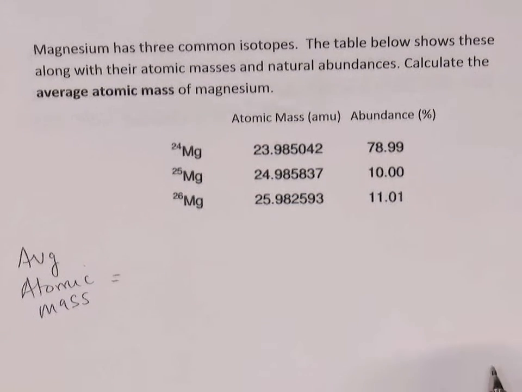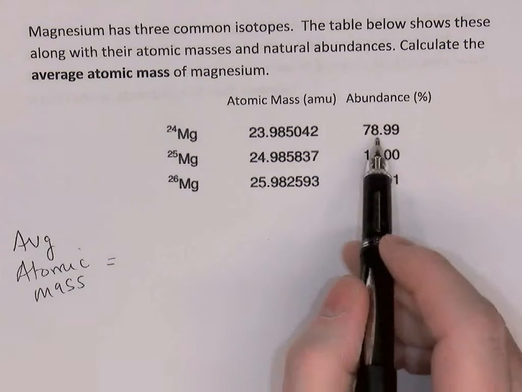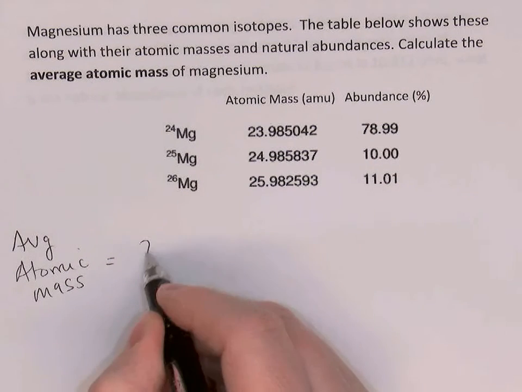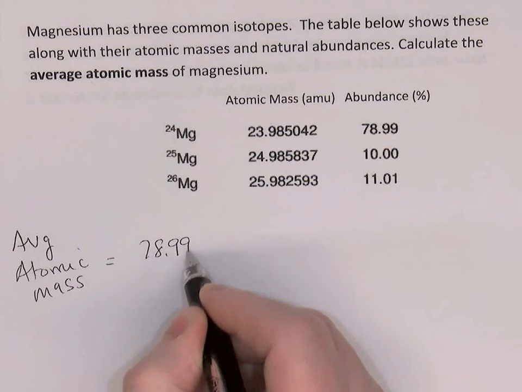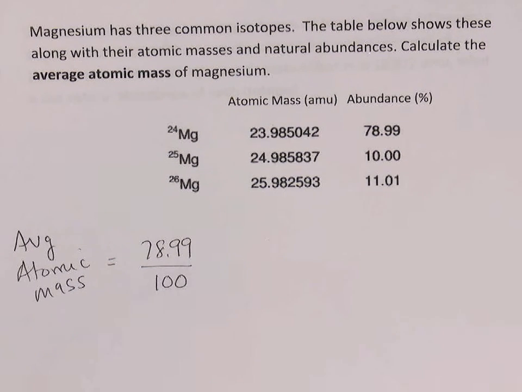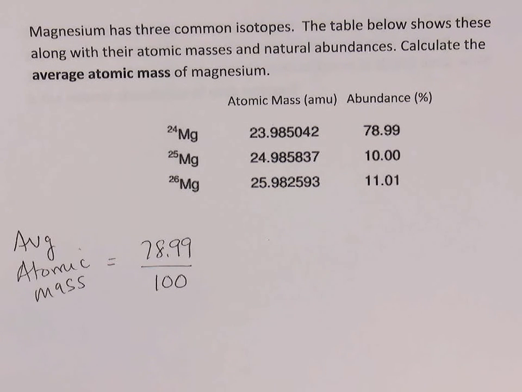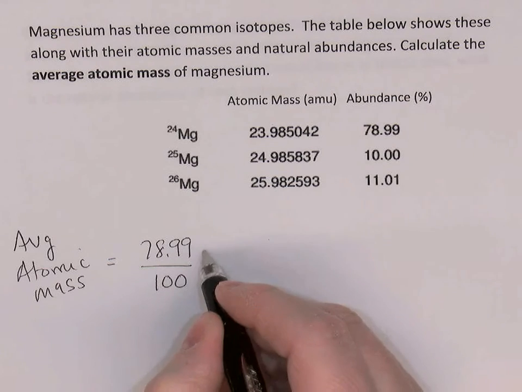To do that, we're simply going to do a weighted average calculation. So we take the abundance of the first isotope, 78.99%, and we'll convert it back to a decimal by dividing by 100. Now some people do that in their head and just write 0.7899. That's fine, but I've seen people make silly mistakes with the decimal when they do that, so this is a slightly better way to do it to avoid those kind of mistakes.